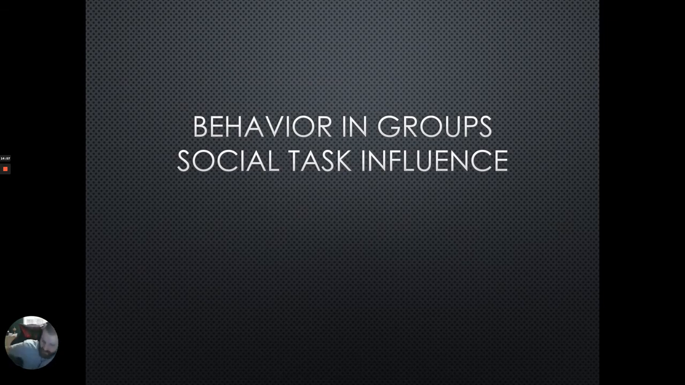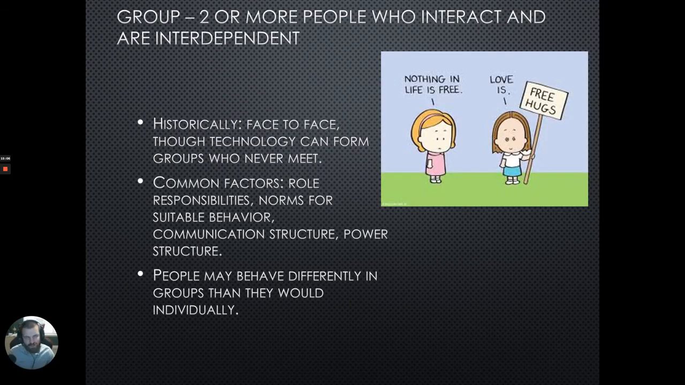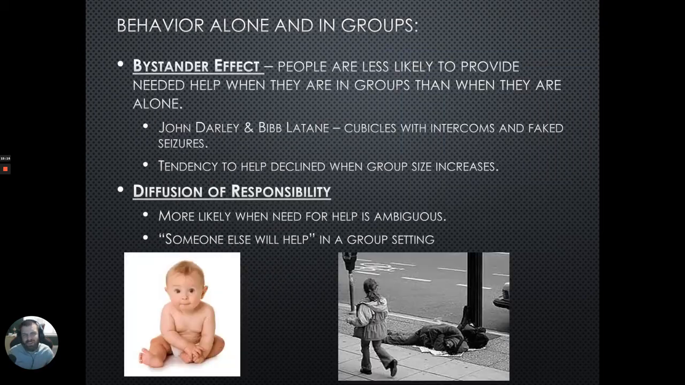So the second half of this lesson is about behavior in groups and the social task influence, primarily focused on bystander effect and polarization. So you guys know what groups are, so I'm just going to go through some of these pretty quickly. But a group is simply where you have two or more people who interact or who are interdependent upon one another. And so there is a situation known as the bystander effect, which is often when people are less likely to provide needed help or aid if they're in a group rather than when they're alone.